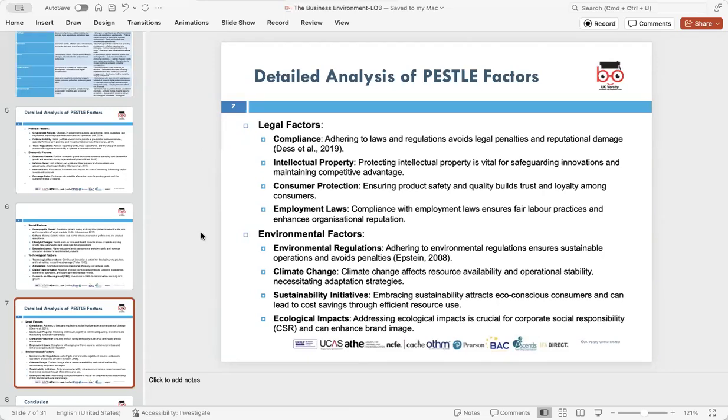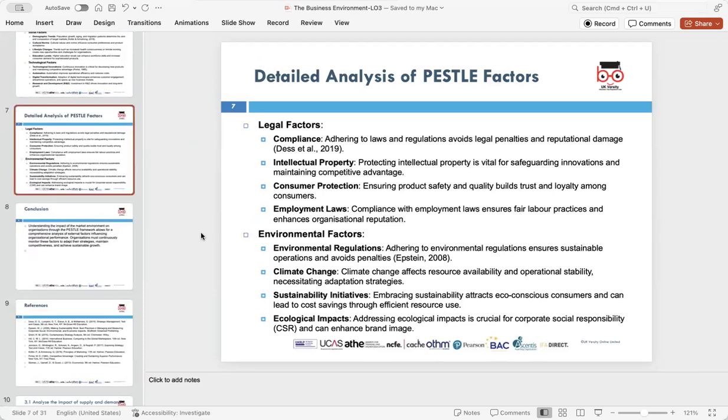Now, environmental factors. Environmental regulations, climate change, sustainability initiatives, and ecological impact. Environmental regulations are laws designed to protect the environment by controlling pollution and promoting sustainable practices. Adhering to environmental regulations ensures sustainable operations and helps avoid penalties. For example, companies may need to invest in clean technologies to reduce emissions and comply with regulations.